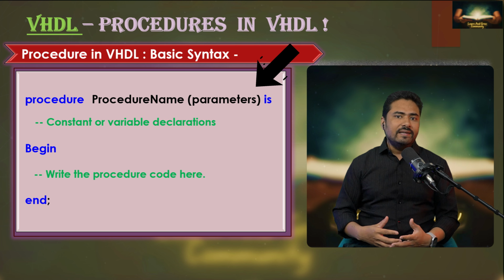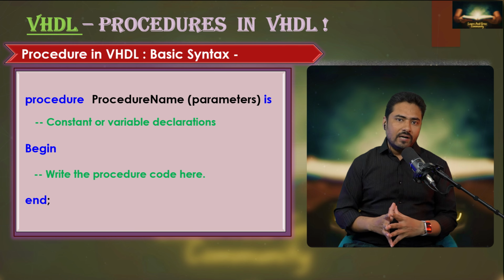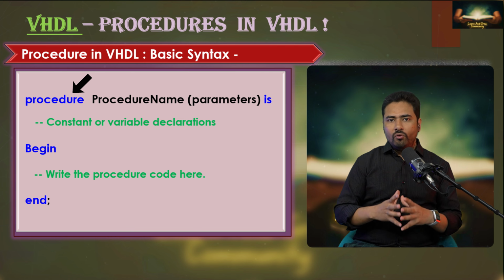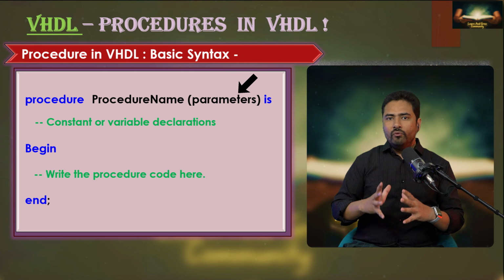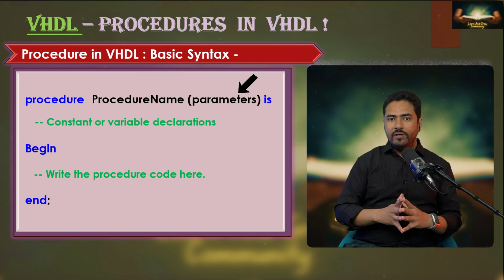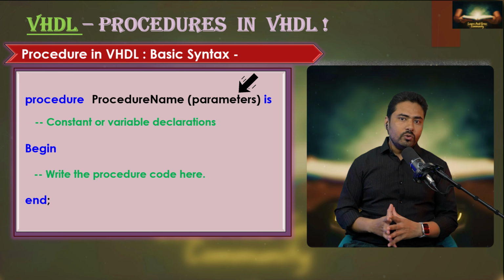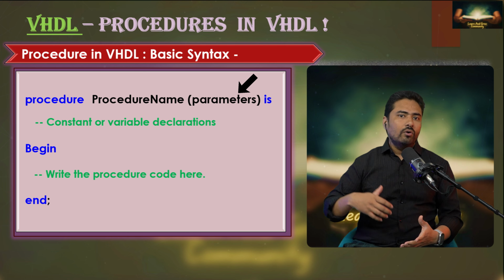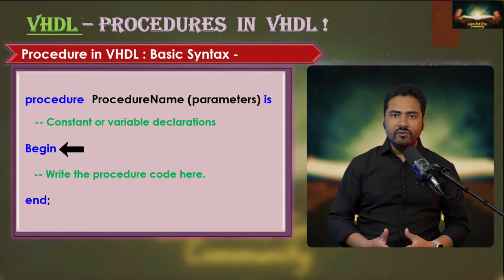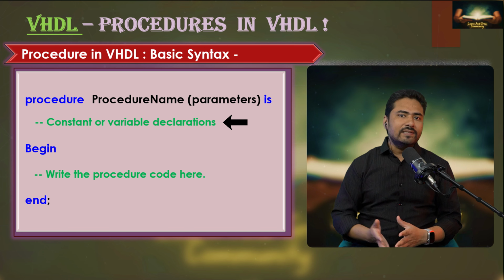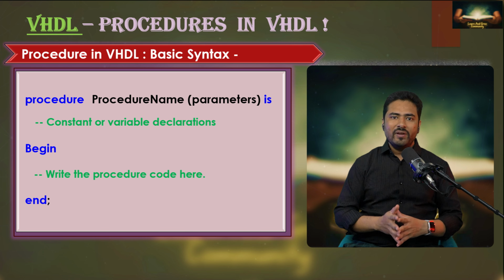Here is the basic syntax for a procedure. It starts with the procedure keyword followed by the procedure name. Then inside the brackets, we list all the parameters with their data types, and they also indicate if they are in, out, or in out.